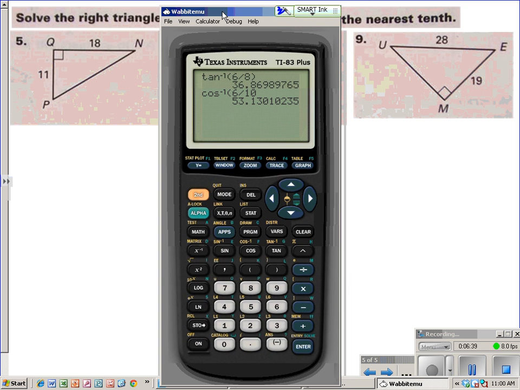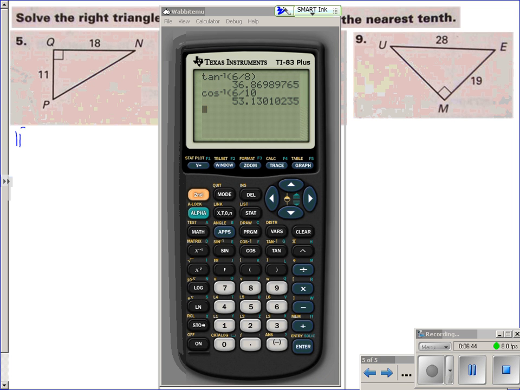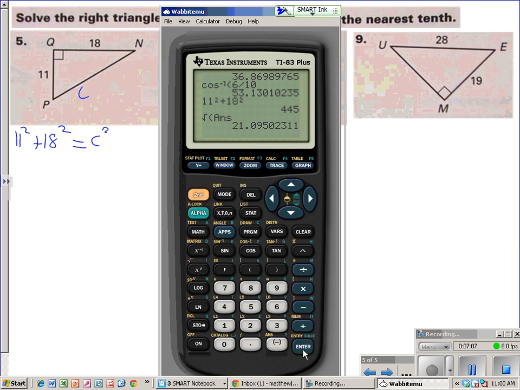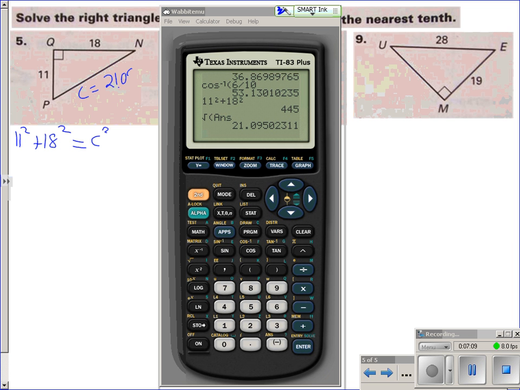All right, so let's do some examples here. We'll start with number 5. So Pythagorean Theorem, we're going to do 11 squared plus 18 squared equals, we'll call this side C, C squared. So I'm just going to go to my calculator. 11 squared plus 18 squared, enter, and take the square root of that. Okay, side C is 21.095.